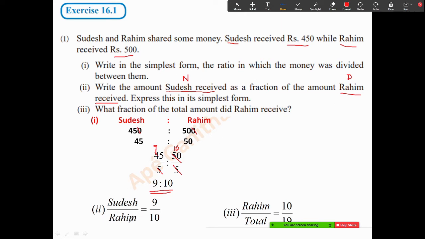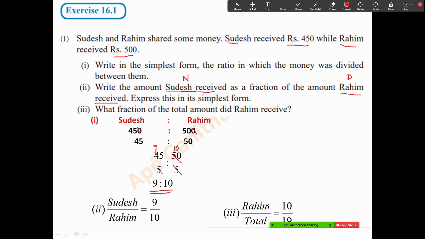Sudesh over Rahim. Then, Sudesh part is 9 parts. So numerator 9. Rahim's part, 10 parts. So, denominator is 10, 9 over 10.